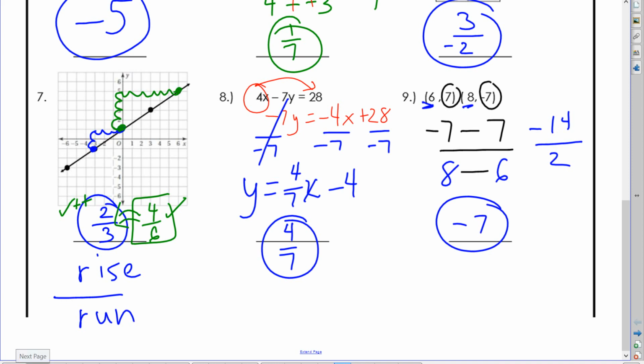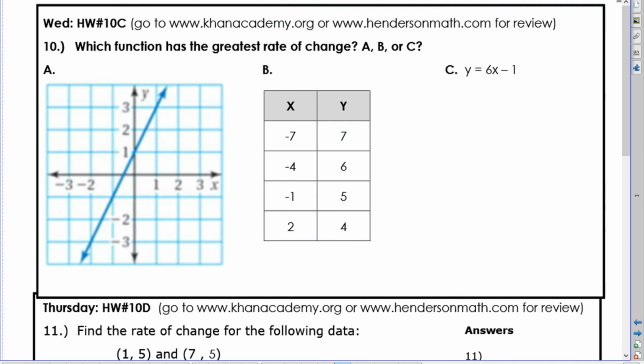Okay, let's flip the paper over to the back side. Which function has the greatest rate of change? Function A, function B, or function C? This is a multiple choice question. So I have to choose which one has the greater slope or the greater rate of change.